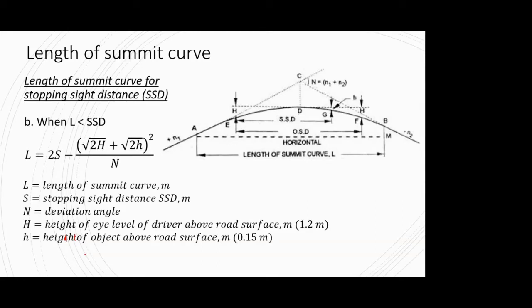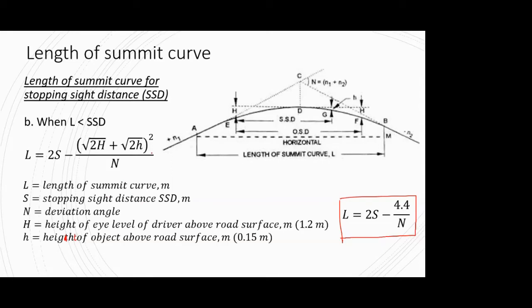And again, if I substitute the values in it, my formula will be L is equal to 2S minus 4.4 upon n. So these are directly empirical formulas. You don't really have the derivations for them.